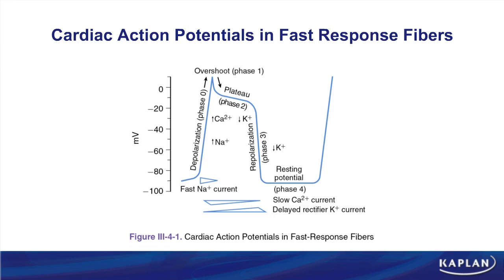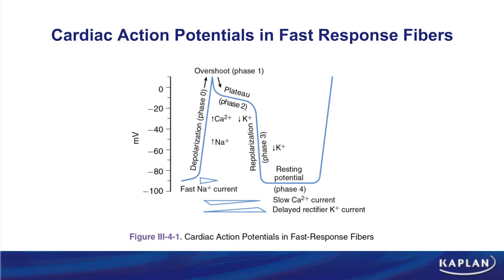Here we're looking at a fast response fiber. Let me remind you that these are fibers that are found in the muscle of the heart. So that would be atrial and ventricular muscle, and also in the His-Purkinje system. In these fast response fibers, in phase 0, you get rapid depolarization due to the influx of sodium. So let's focus on the action of the drugs.